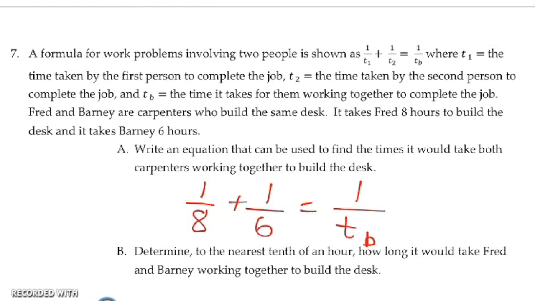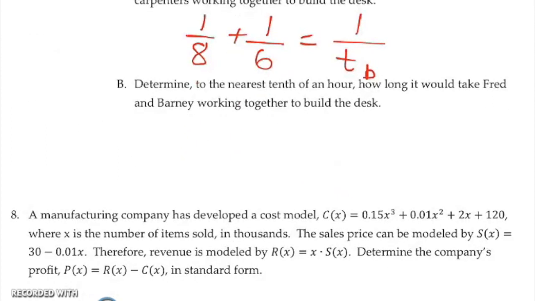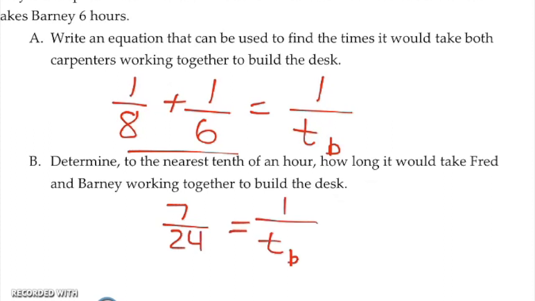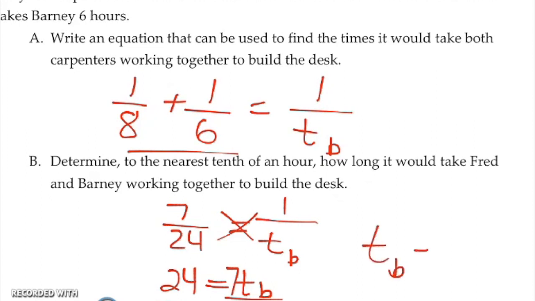Now, it says determine to the nearest tenth how long it would take them working together to build the desk. Notice it does not say algebraically. So you actually could just put this into y1, this into y2, and see where they intersect. But let's say that we combine some like terms. So this side adds to be 7 over 24 is 1 over TB. Cross multiply. So I get 24 equals TB times 7. Divide both sides by 7. And so to the nearest tenth, TB would equal 3.4.